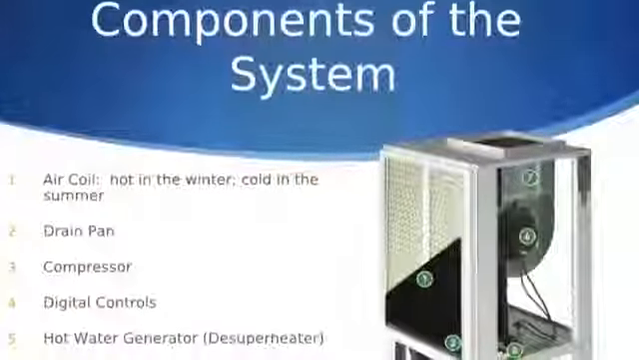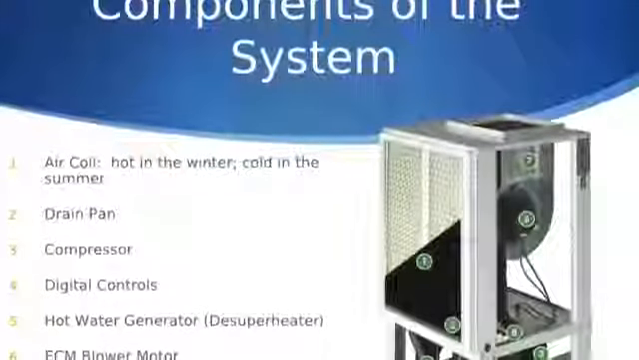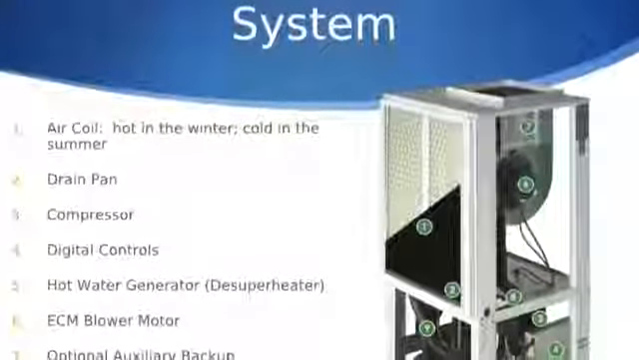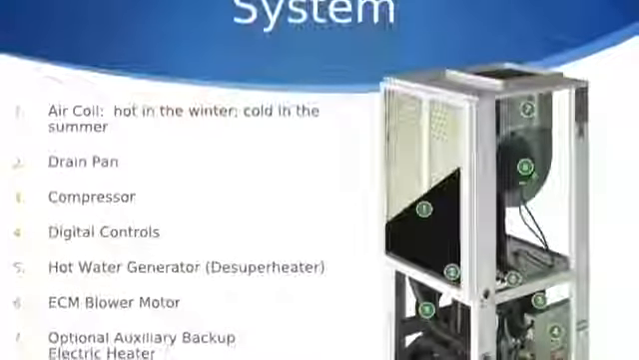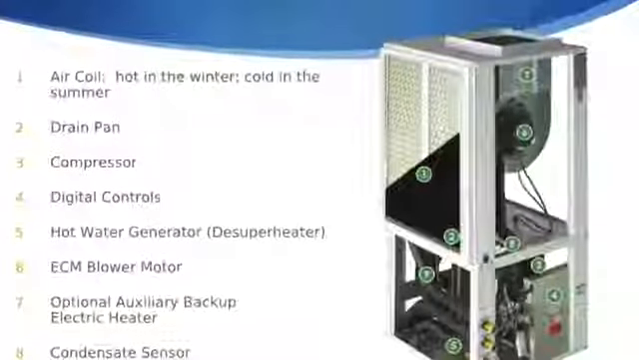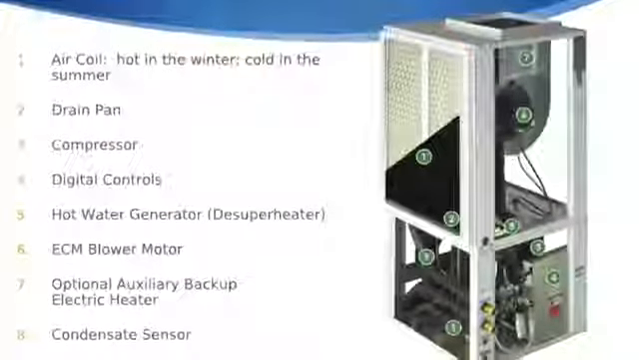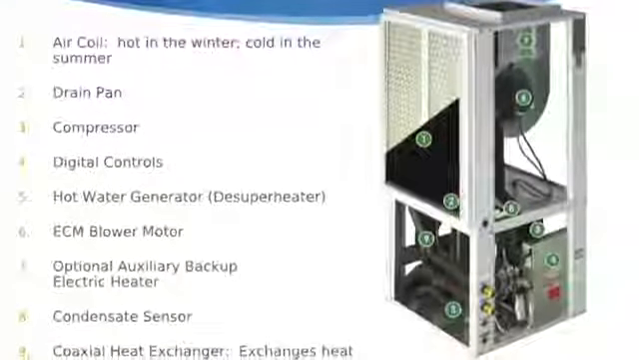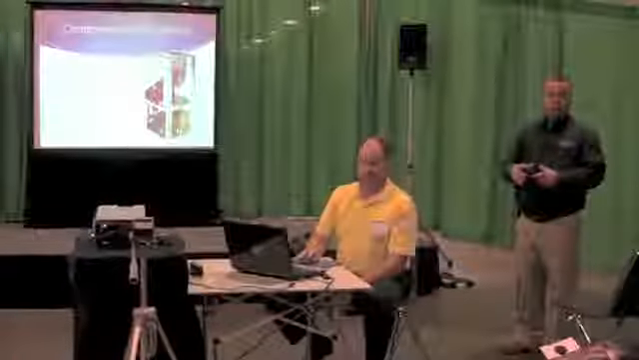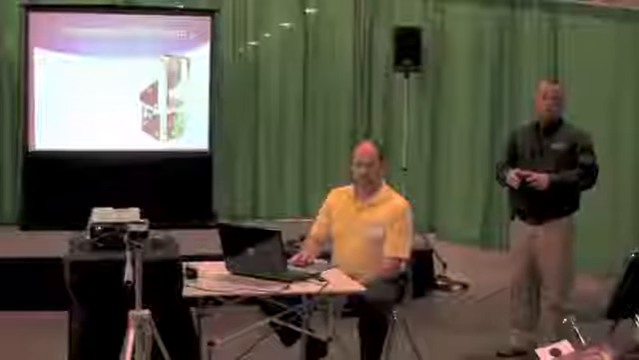As you look at the components of a geothermal system, you'll see almost all the same components that you have on a normal air-cooled air-to-air heat pump. You have the coil, the drain pan, the compressor, the controls. The de-superheater is an additional feature that's added on the geothermal system. And this is an additional coaxial heat exchanger that's inside of the unit.